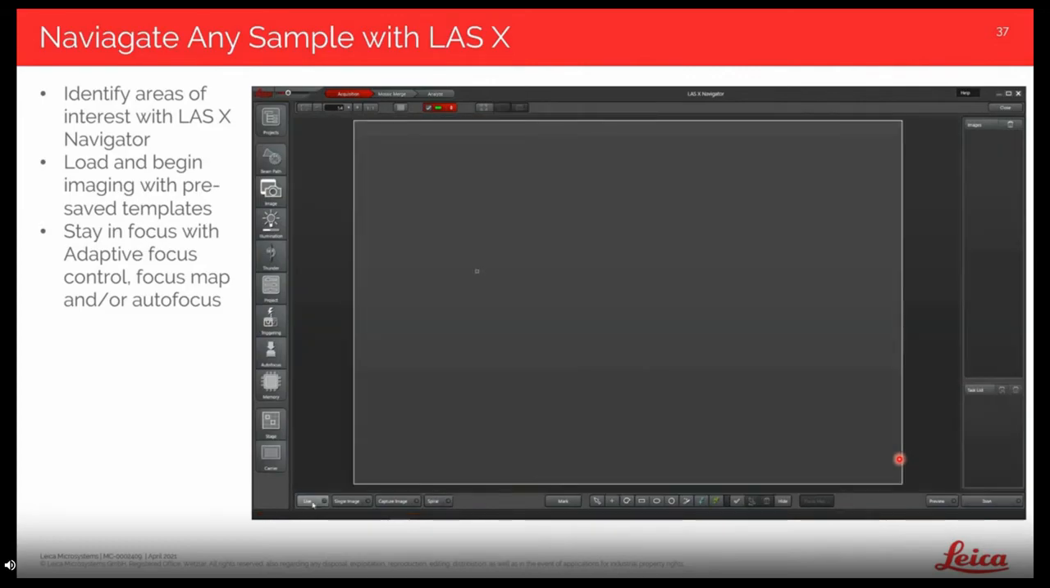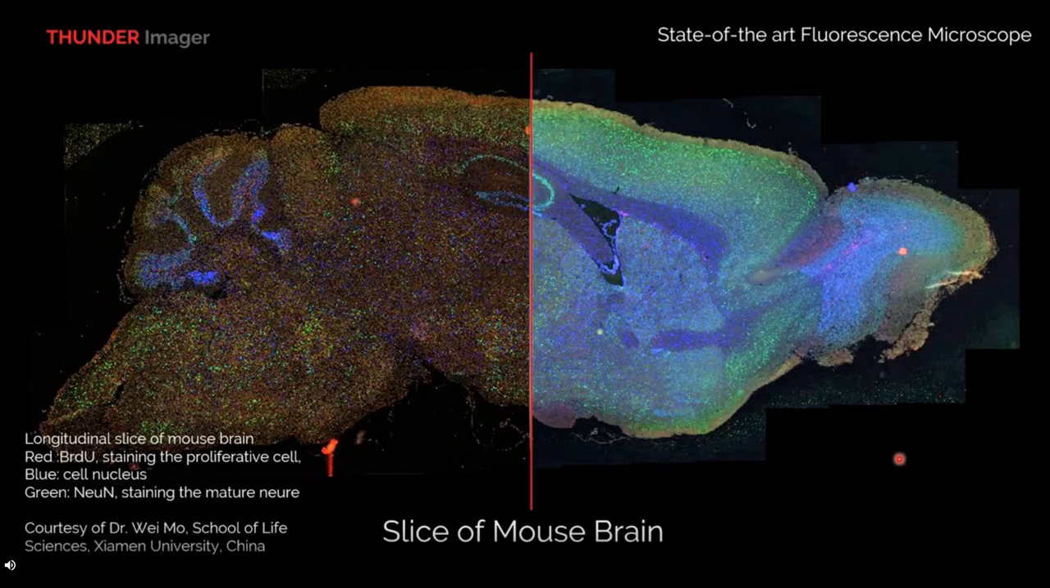So with Navigator, you can get these very large mosaic images of tissue sections. You can also do multi-well experiments, multi-position experiments. So here is what we would do with a mouse slice or a slice of mouse brain, where we have our Thunder image on the left, our raw on the right. So this is a multi-tile acquisition where we've taken Thunder and then stitched it as a post-process.